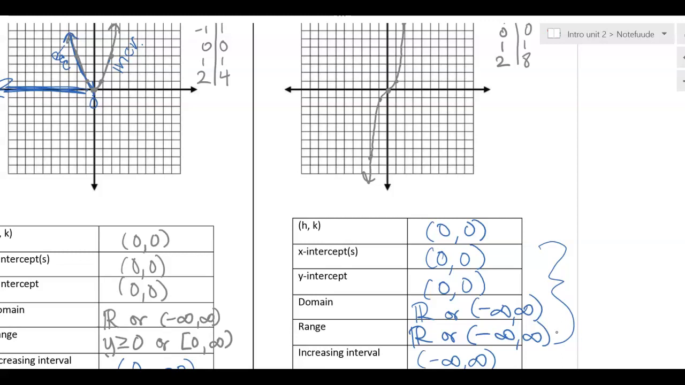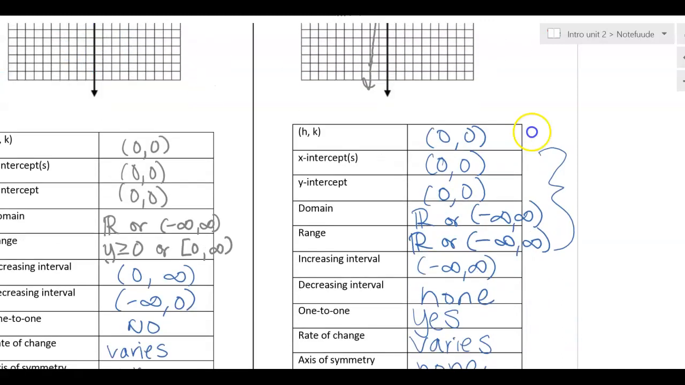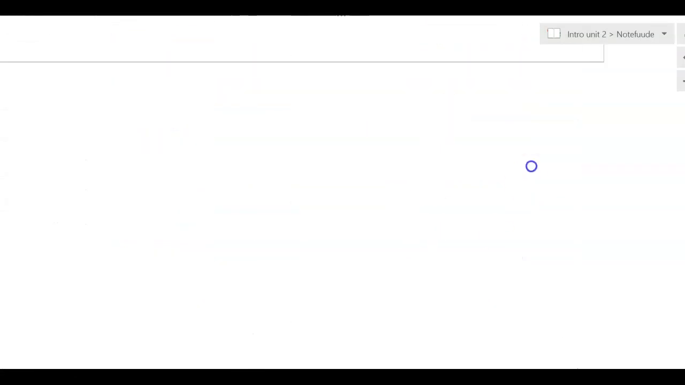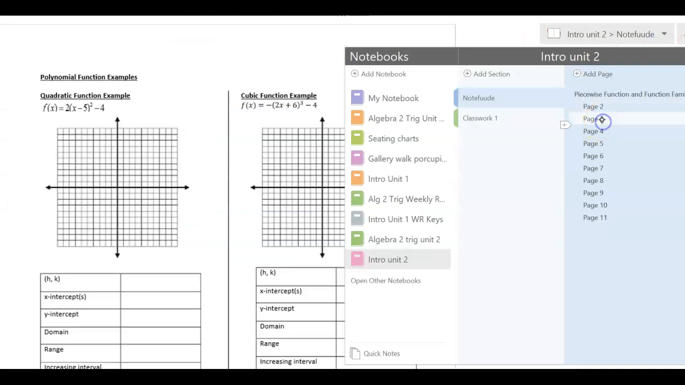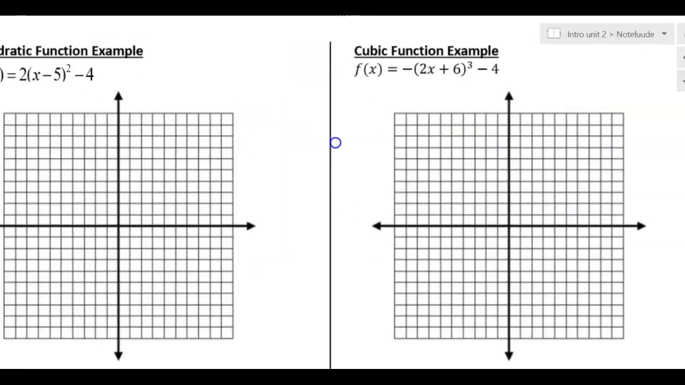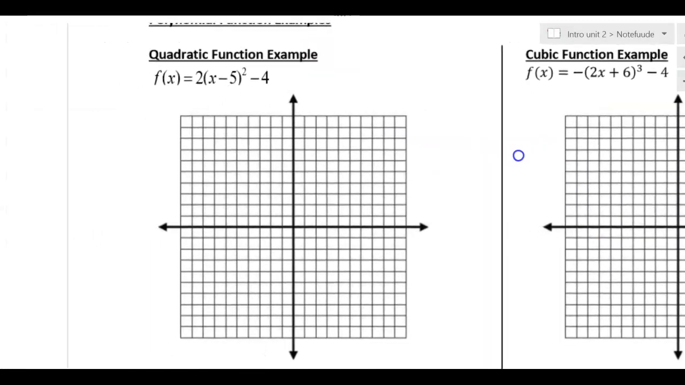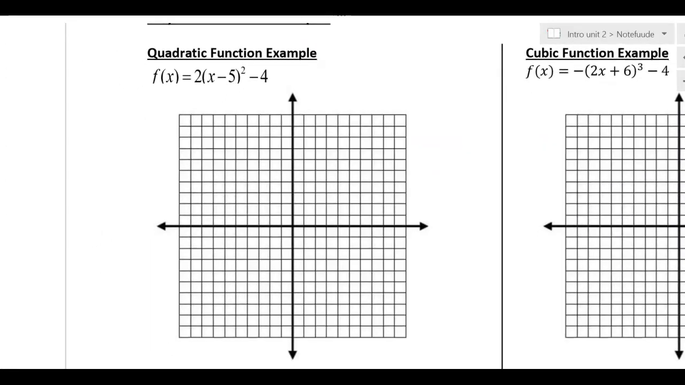So does everybody feel like they're having little Algebra 2 flashbacks? Like, oh yes, parent functions, some properties, and stuff like that, okay? So we're going to go through, and we're going to graph new versions of these with transformations, okay? So on the next page, we see two new functions, a little more complicated. And we're going to start with the quadratic. So if you don't have this, just write it down.